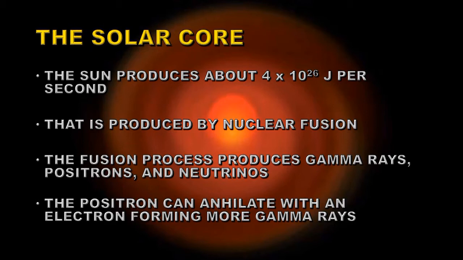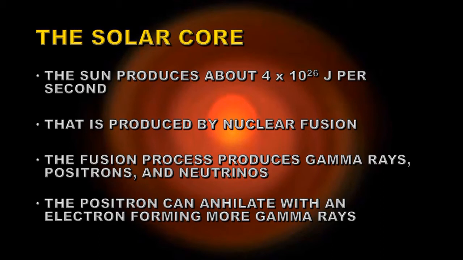But they don't reach the surface of the sun as gamma rays. Every time they're absorbed and re-emitted, they're re-emitted by a slightly cooler plasma, so the wavelength of the photon is increased, so it's a lower energy photon. So by the time it gets to the surface of the sun, it's an optical photon, the sort of photons that we can see.